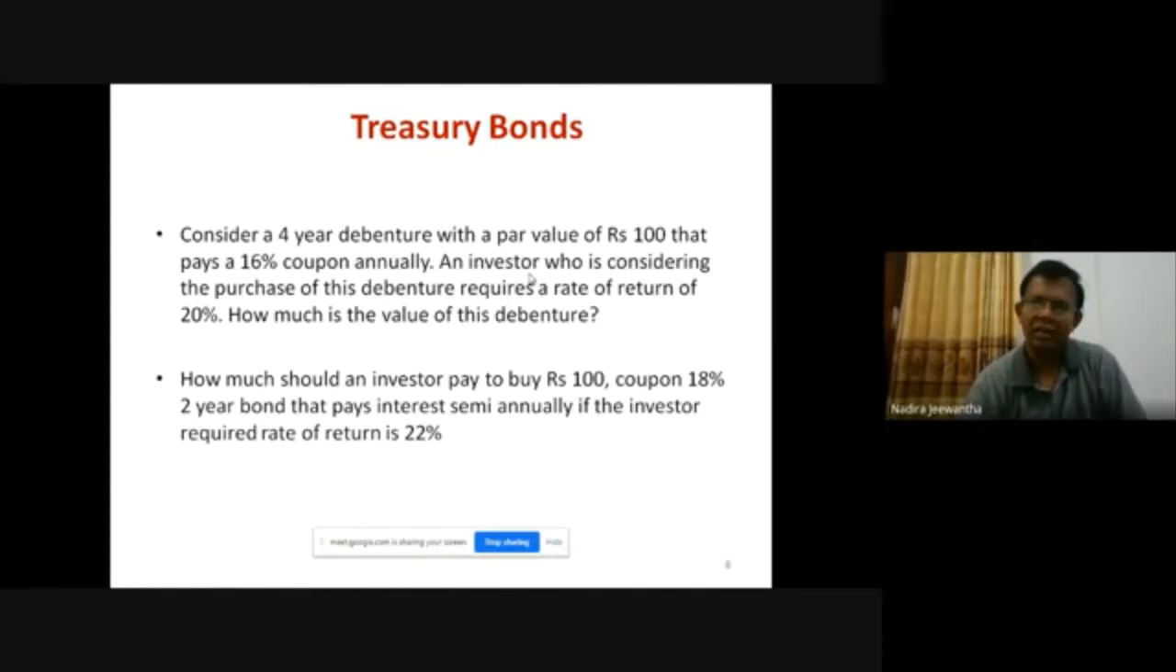So then 100. Now if it is a new issue, if you take government securities, treasury bonds, those bonds are previously issued. What do you mean by that? Previously issued. Now the government has a borrowing limit. By issuing treasury bills and treasury bonds, what does the government do? They borrow from the public.